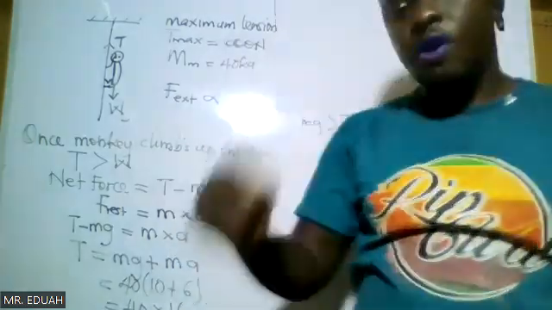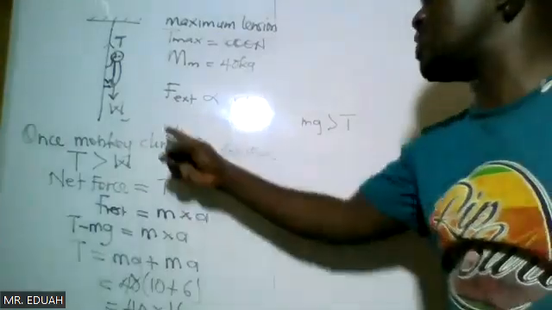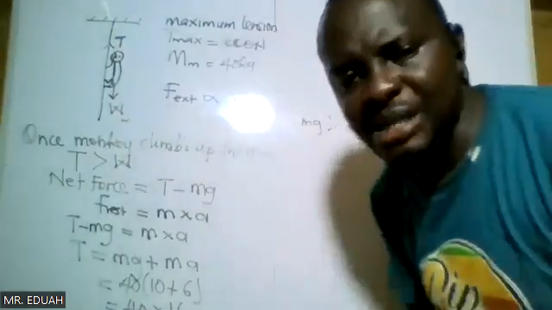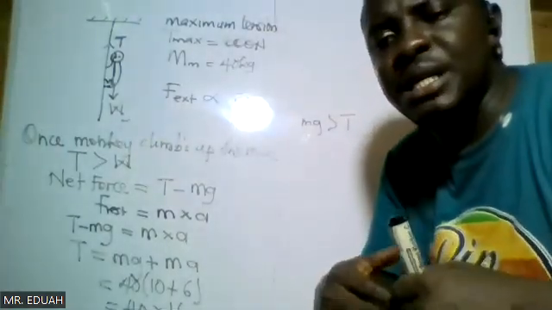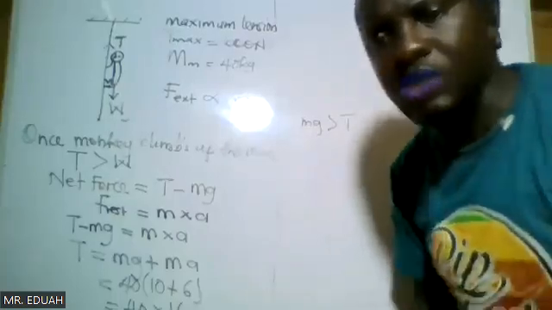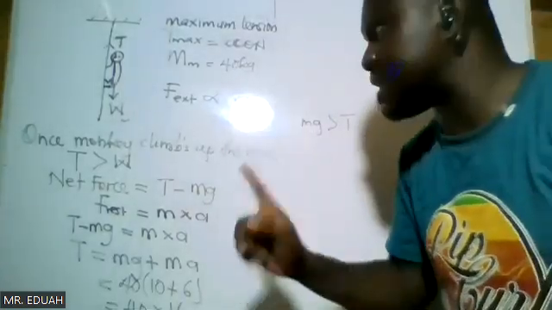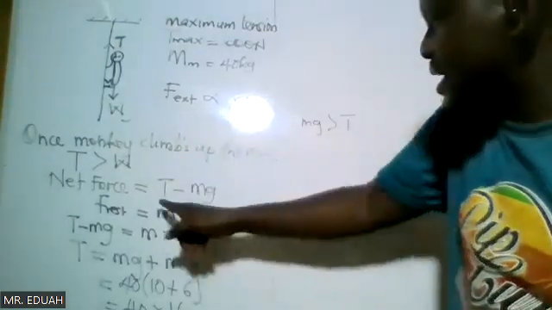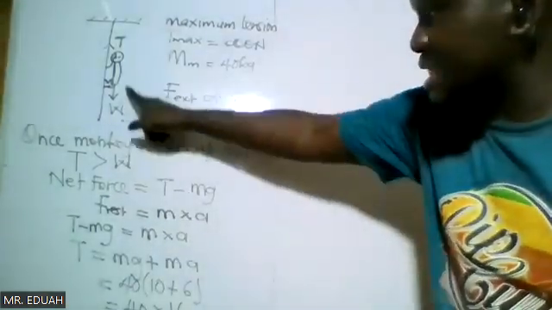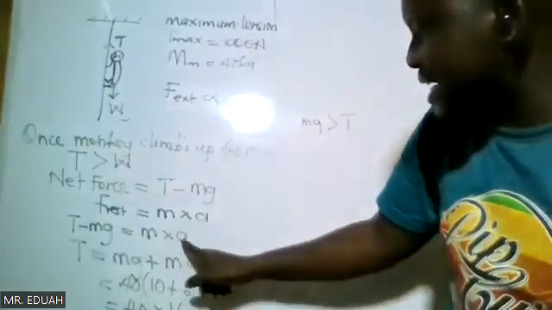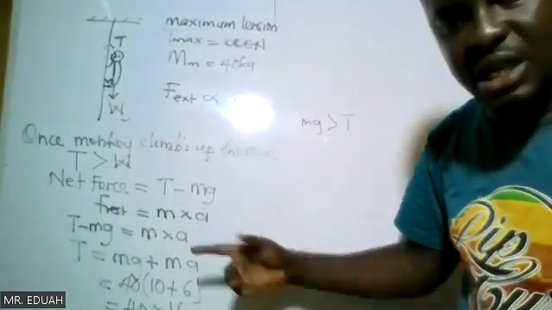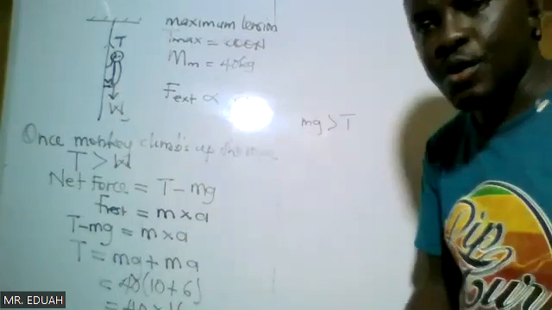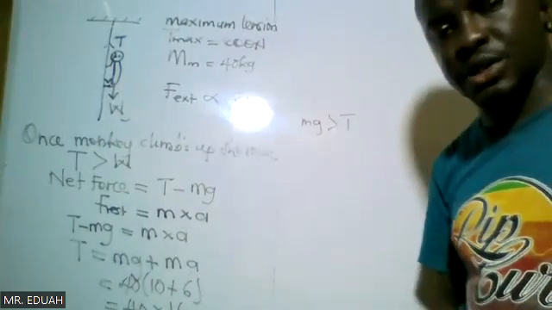Okay, so for the monkey to be able to climb, the tension must be enough to support the weight. So the tension must be greater than the weight. And if they are equal, if the tension is equal to the weight, then there's no need of this acceleration a, because when the net force is 0, there's no acceleration.